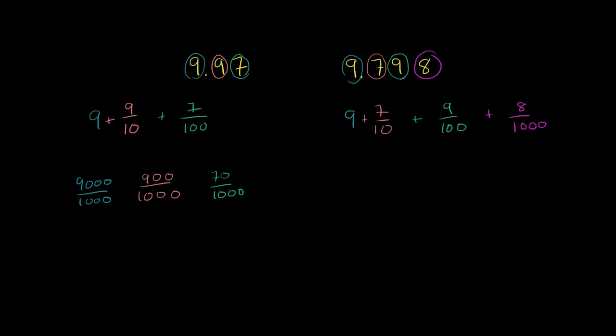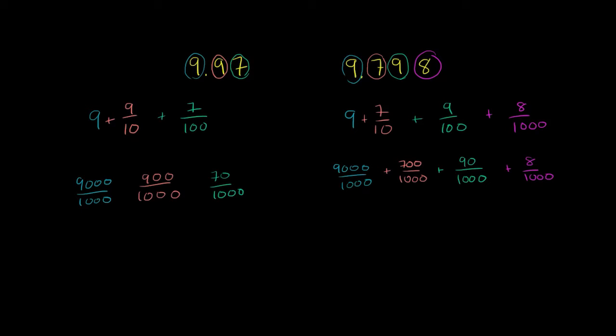And let's do that over here. Once again, 9 is 9,000 over 1,000. And then plus 700 over 1,000, plus 90 over 1,000. Just multiply the numerator and denominator by 10, plus 8 over 1,000.